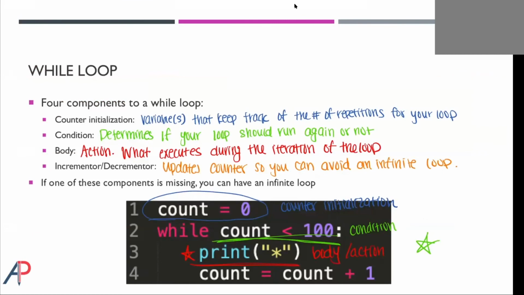The counter initialization was important to us because it allowed us to keep track of the number of repetitions, how many times the loop repeated. The condition determines if the loop should run again or not. Is the loop going to continuously run, or do we know when we have a stopping point? There's the body, which is the action. What do you want the code to continuously repeat? And then we also have the incrementer and the decrementer so that your code isn't stagnant. We need some value that allows you to reach the stopping condition eventually. So those were the four major components that we were focused on.